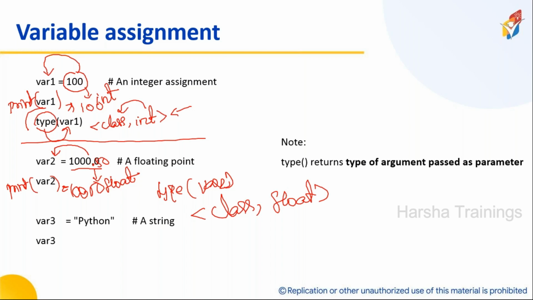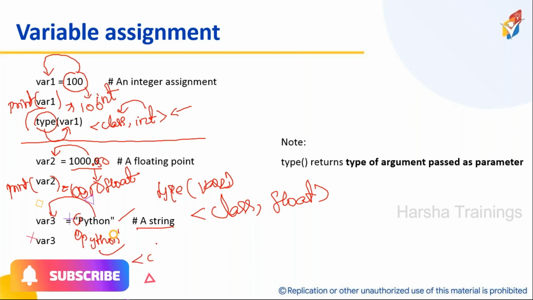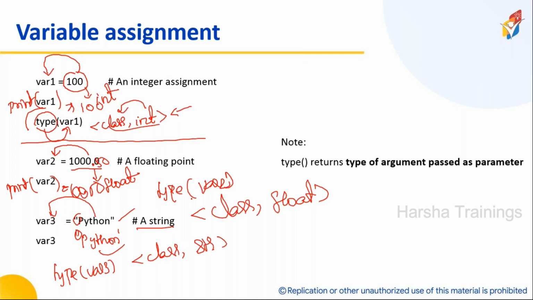The third kind of data which we use regularly is called a string. Just now I told you a string is a group of characters enclosed in quotes. You can use either double quotes or single quotes; both are valid and both are the same. I'm assigning a string to variable3. If I ask type of variable3, it is going to print class, str. That means you have to identify that an integer is an object, a float is an object, and a string is an object in Python. I hope that is clear for everyone.